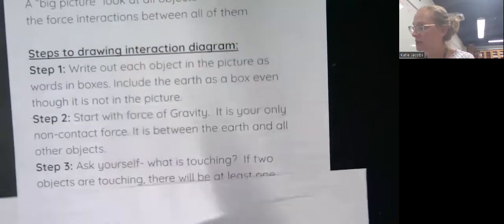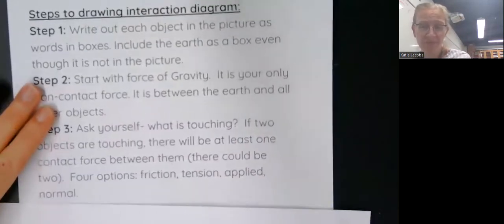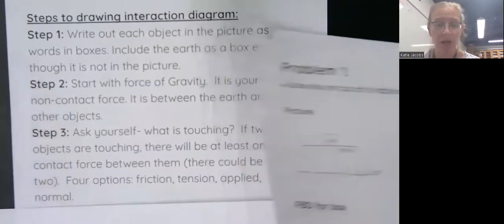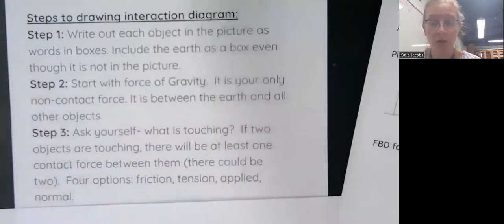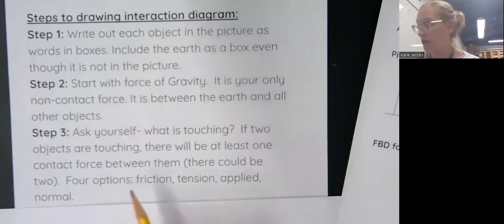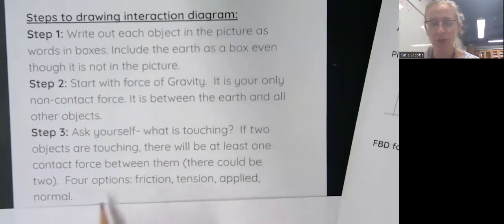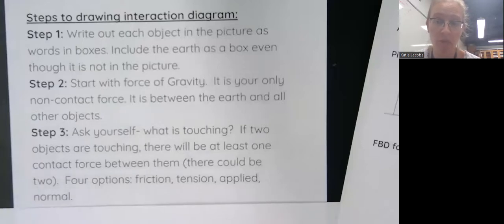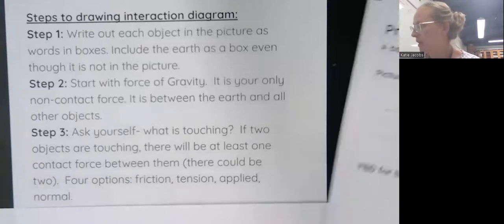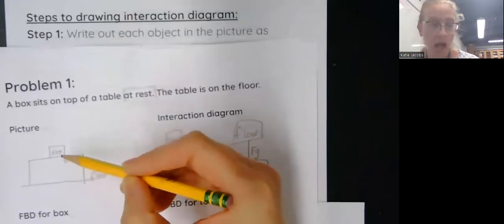So step three is the last step, but it's the hardest step. You have to ask yourself, what is touching? If two objects are touching, there will be at least one force between them. There could be two forces between them. We'll see situations like that. There are only 4 options for your contact forces. Okay. The 4 contact forces that we are using are friction, tension, applied, and normal. And if you're not sure what those are, go back and look at the previous tutorial video about types of forces. Okay. So I'm going to start with the box and the table.